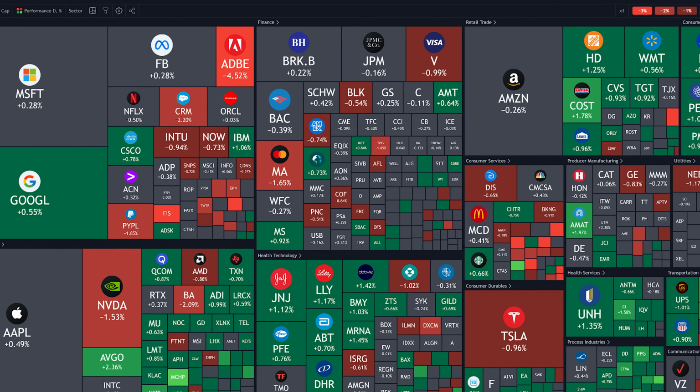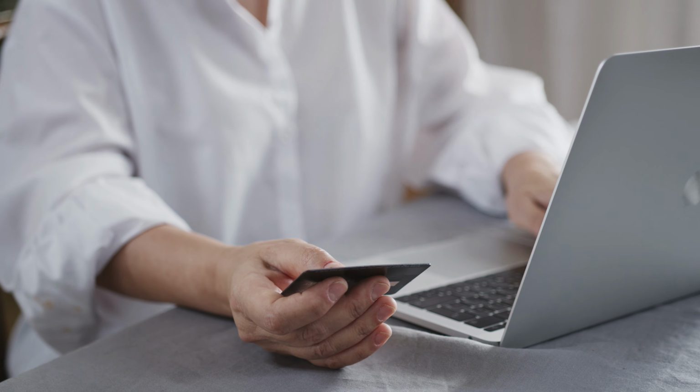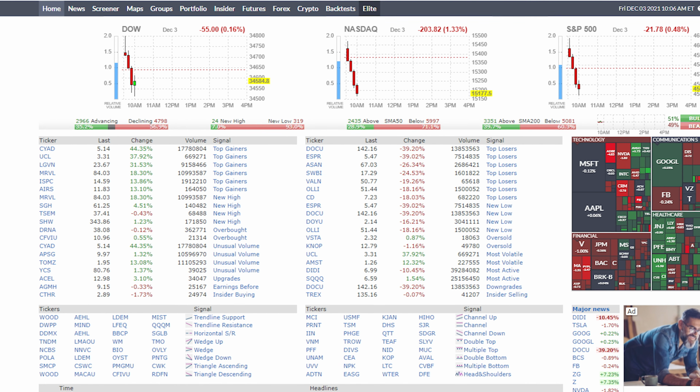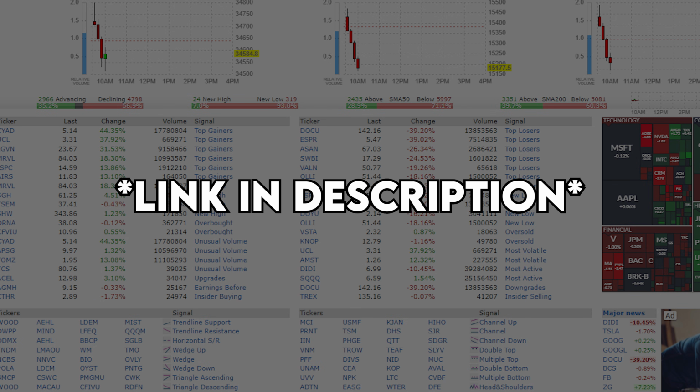I would normally be using TradingView Scanner, but TradingView Scanner costs money and Finviz is free. So I thought for you guys, we should be using Finviz for these examples. I'll leave a link in the description.